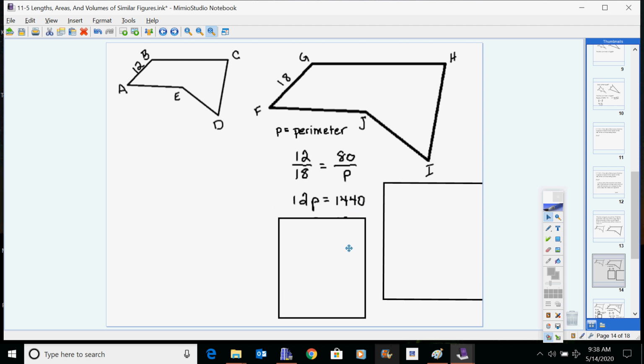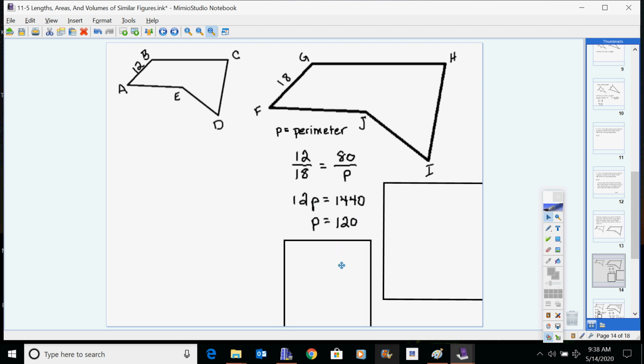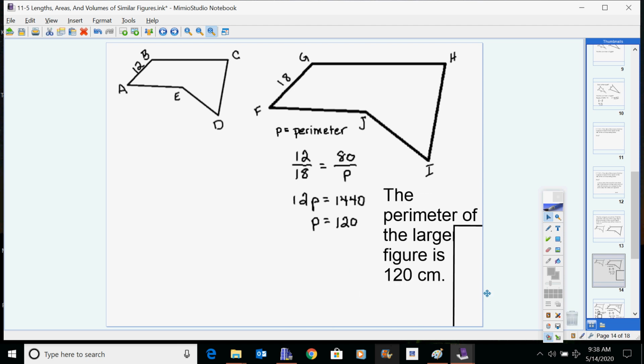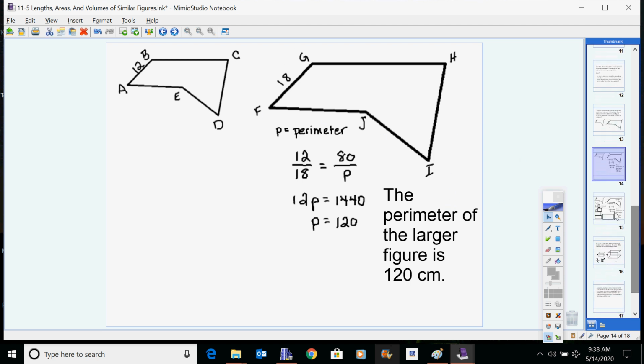Once again, this is a simple cross multiplying. 12p equals 18 times 80, which is 1,440. Divide both sides by 12 and you get the perimeter is 120 centimeters. Notice it says centimeters, not square centimeters, because that's how big it would be if you measured all the way around this figure. We don't have any other numbers to go in there, but that's what our perimeter would be.